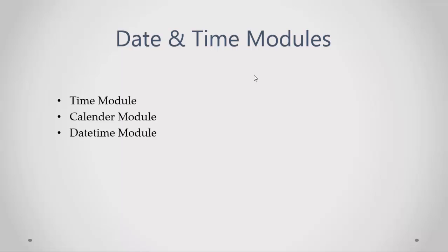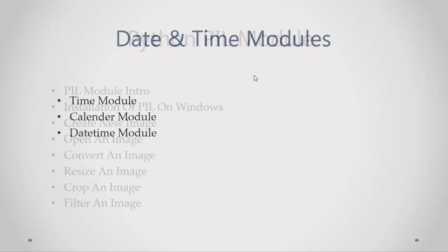Then we will talk about date and time modules in Python. In Python there are three modules: time module, calendar module and datetime module. We will see some examples of these three modules.